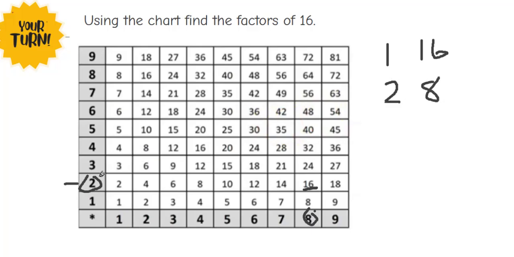Okay. And now I'm going to go to 3. Is there 16 along that row? No, there's not. 4, yes. 4 is a factor. It's right here. And then 4 is down here. We do not have to write 4 two times, but I'm going to write it here because if you find the 4 on this side and it's over here, you're done. Because now you're going to start working your way up to 16. So you're done. 1 and 16, 2 and 8, and 4 are all the factors of 16.